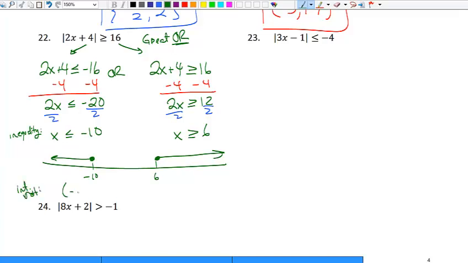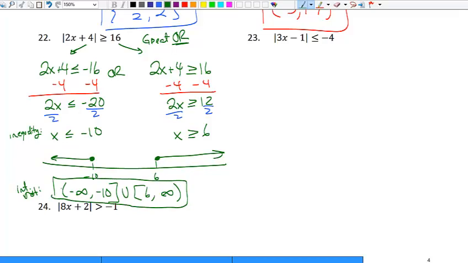Make sure you put it in the right form. So how low can I go? -infinity, comma, how high can I go? For the branch on the left, the highest I can go is -10. Union means as well, or 6, that's inclusive, so I use the bracket, to infinity. That is my answer in interval notation. If you don't give it to me in interval notation, you're not going to get your full credit.